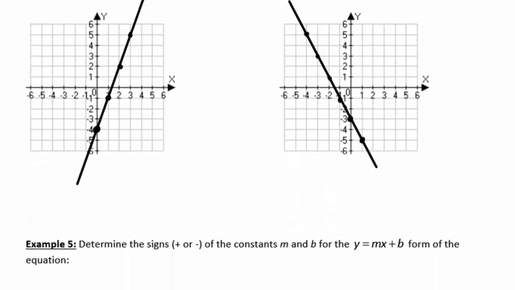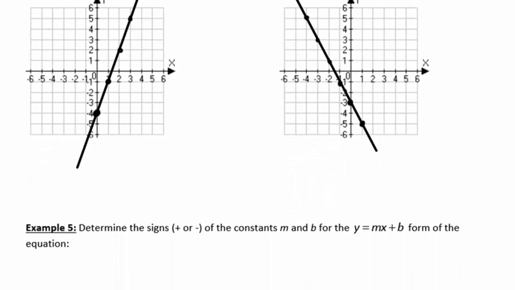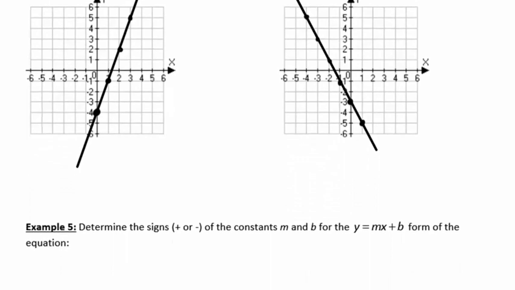Alright, in example 5, we're going to determine the signs, whether they're positive or negative, of the constants m and b for the following graphs.